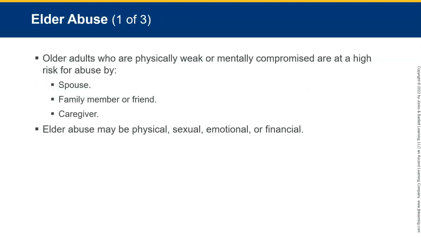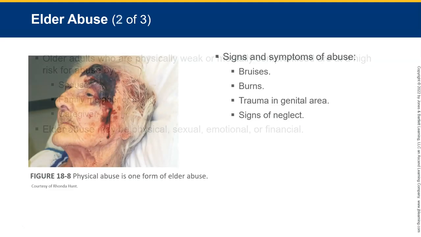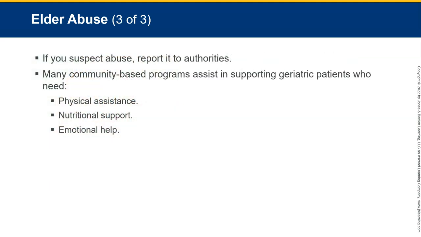Elder abuse. Older adults who are physically weak or mentally compromised are at a high risk for abuse by a spouse, family member, friend, or caregiver. It's hard to detect because those at highest risk of abuse are often isolated from public view. Elder abuse may consist of physical, sexual, or emotional abuse, financial abuse, or neglect, lots of stuff going on. Bruises, burns, trauma, signs of neglect, and the appearance of malnutrition can certainly be a problem. Once again, we're going to look for things like bruises in different stages, those kinds of things. So if you do suspect abuse, make sure that you report it.